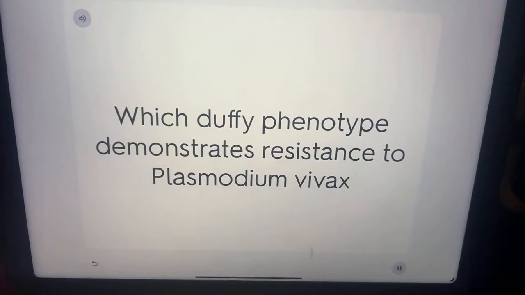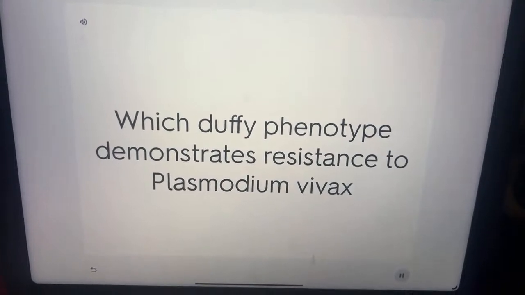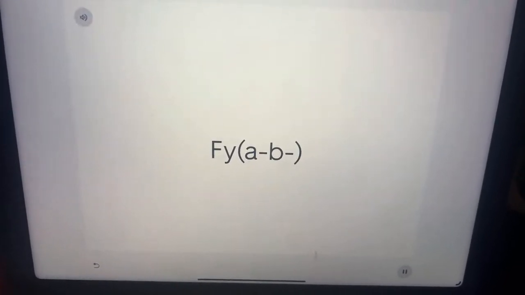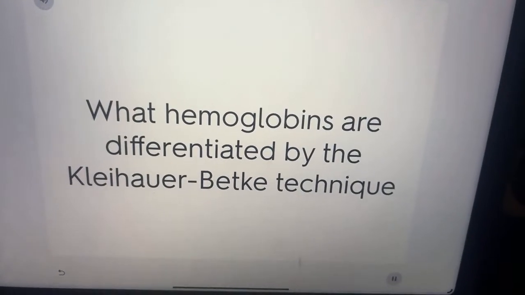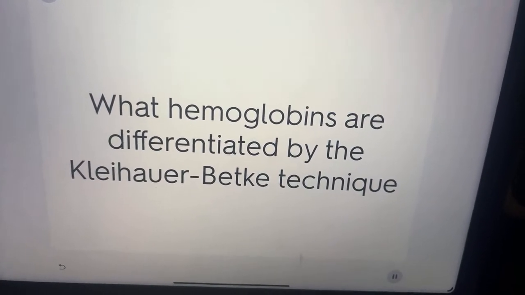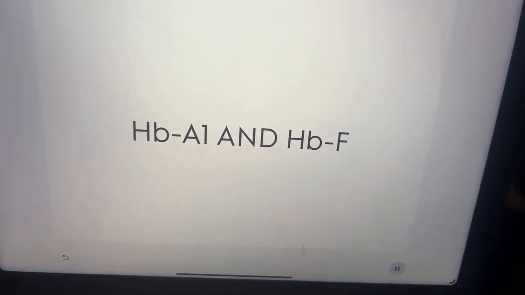Which Duffy phenotype demonstrates resistance to Plasmodium vivax? C. What hemoglobins are differentiated by the Kleihauer-Betke technique? HbA1 and HbF.